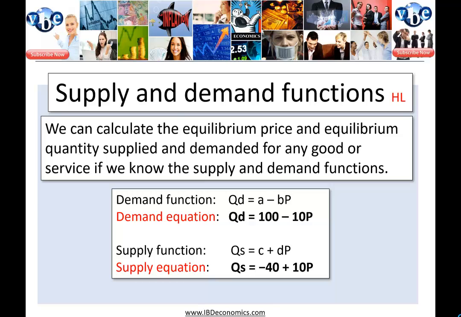And we know that the demand function takes form QD equals A minus BP. Example demand equation there, QD equals 100 minus 10p. And our upward sloping supply function, QS equals C plus DP, that's standard form. And an example here is QS equals minus 40 plus 10p.